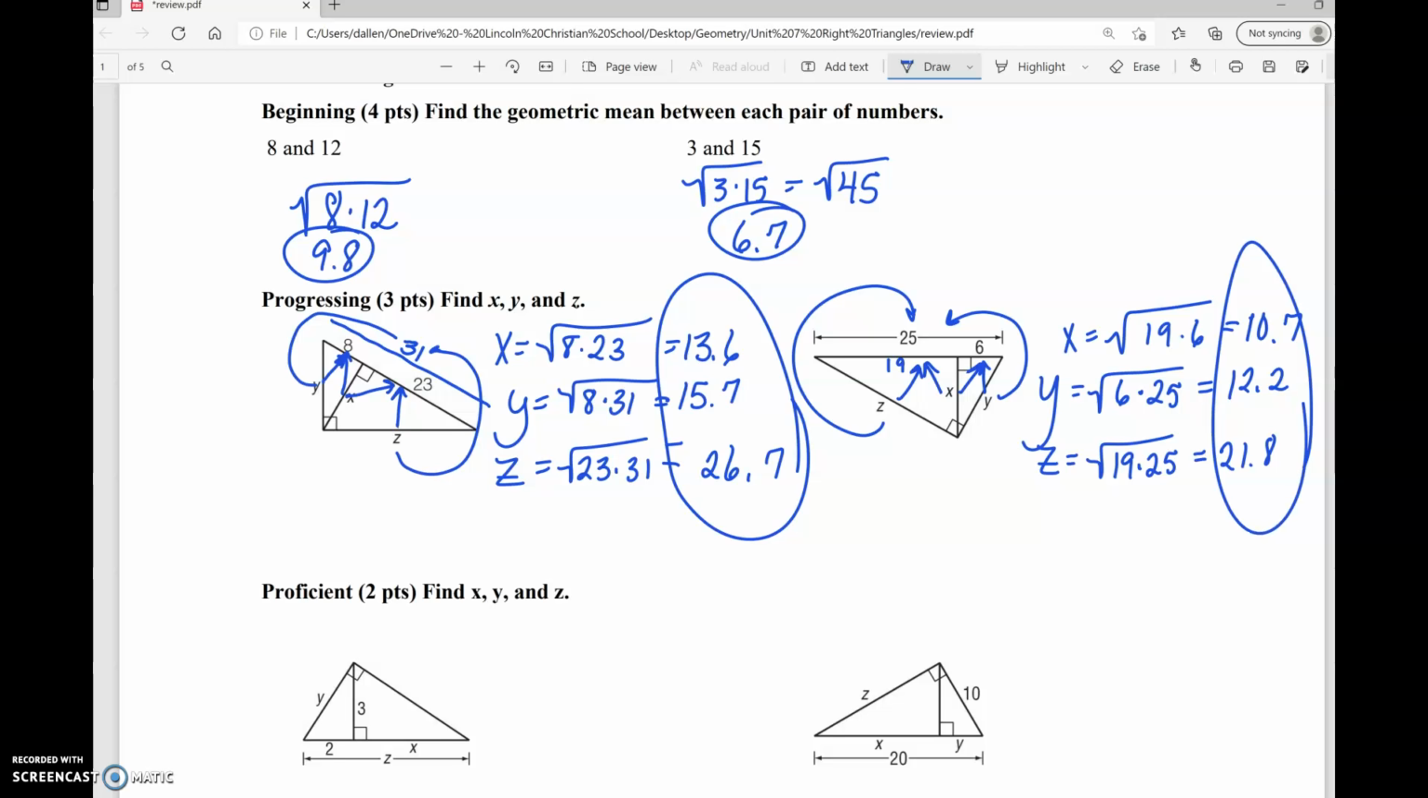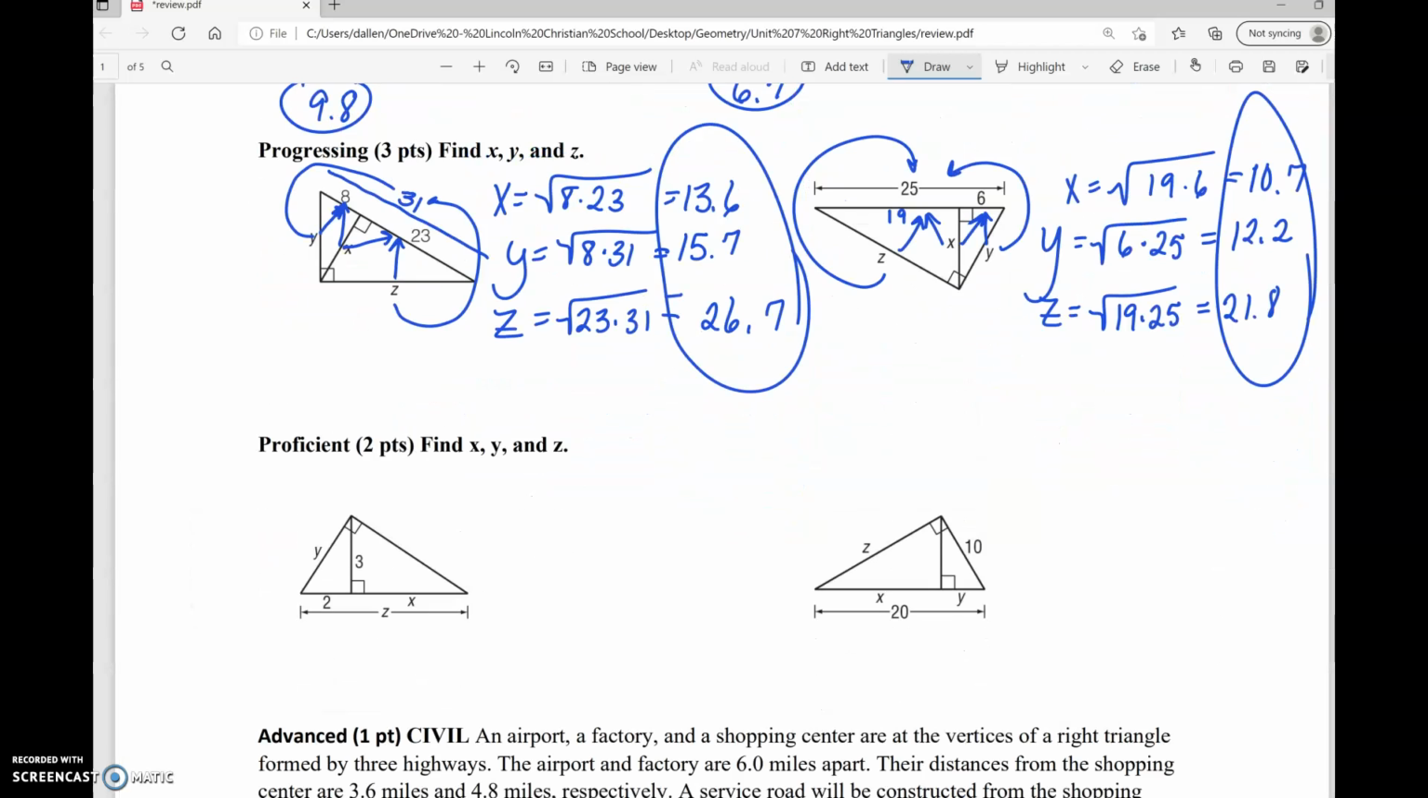So then when we get into proficient, if we truly understand how we found x, we should be able to work backwards. And so 3 was the geometric mean between 2 and x. So they took the square root of 2 and whatever x is, and they got 3. So 3 equals the square root of 2 times x. And then I can square both sides. So 9 equals 2x, and then divide by 2. So squaring this gets rid of that radical, 4.5. So x equals 4.5.